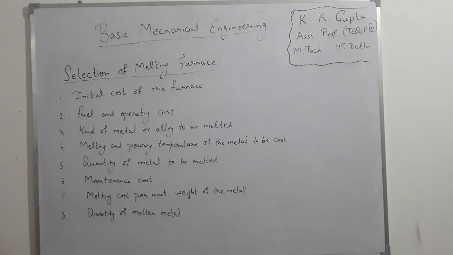Now selection of melting furnace means the parameters based on which a melting furnace is selected. First is initial cost of the furnace, second fuel and operating cost, third kind of metal or alloy to be melted, fourth melting and pouring temperature of the metal to be cast, fifth quantity of metal to be melted, sixth maintenance cost, seventh melting cost per unit weight of the metal, and eighth quantity of molten metal.